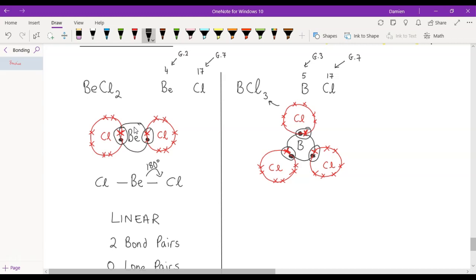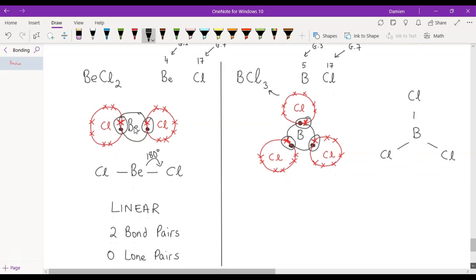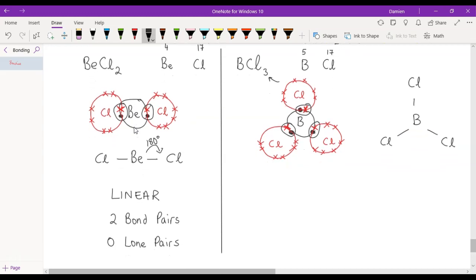And this is the way that this sets itself up. We have boron with a chlorine, and a chlorine, and a chlorine. And this is the most efficient way that it can push themselves away from each other. Again, the electrons will repel from each other, giving this shape. This has got an angle of 120 degrees, so a lot less than your linear one. And this shape is trigonal planar.